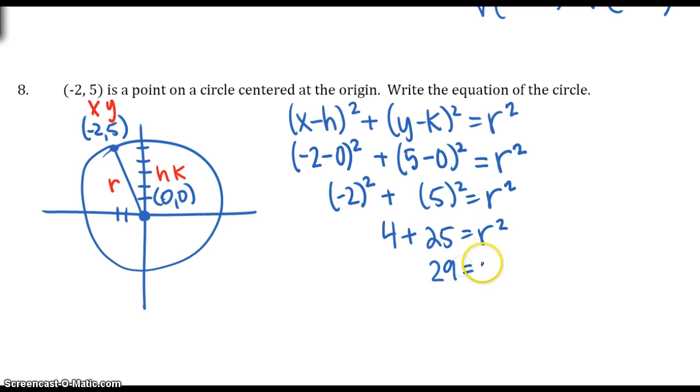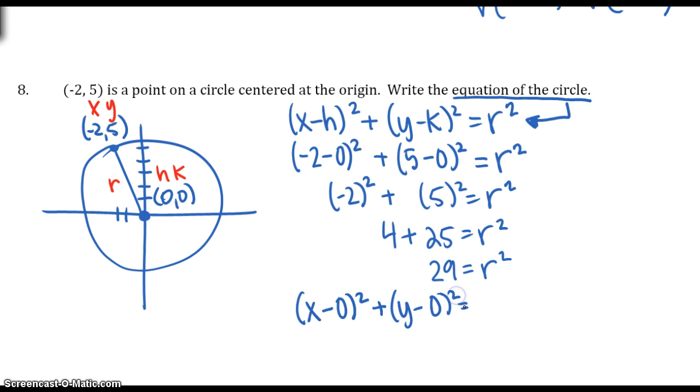Now, don't be tempted to take the square root. You don't need to. I didn't ask you what is the radius, right? You just want the equation of a circle. And if we look at the equation of a circle, our radius is already squared. So let's just jump right to the equation here: x minus 0 squared, because that's our center, plus y minus 0 squared equals 29, because 29 is our r squared.